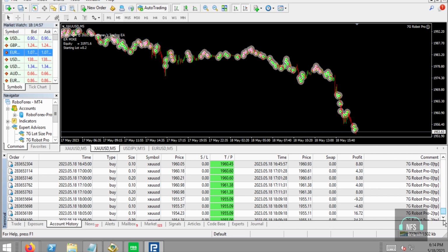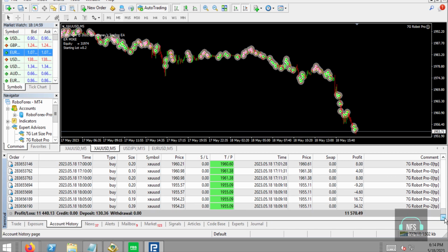The nicest thing here, yes, these are today's profits, 11,400, and the deposit was only $130 with this account. So starting from $130, which is great because this is a real account on RoboForex, as you can see here. So that's pretty much all the results with 7G Robot Pro.